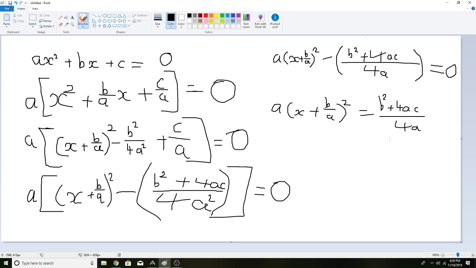Yep, and the next thing we need to do is get rid of the a on the left side. So if I do this, x plus b over a, this remains the same until we square root it, so we don't do anything with it. And then obviously this equals b squared plus 4ac.